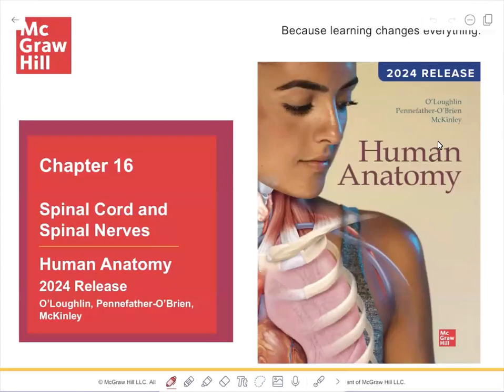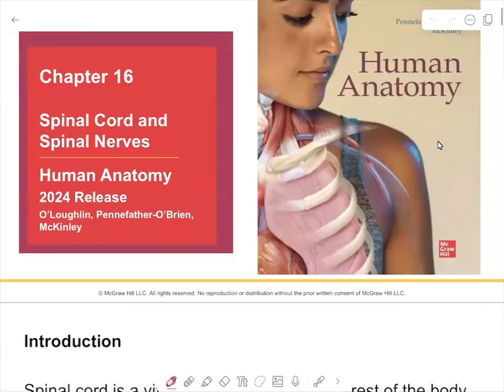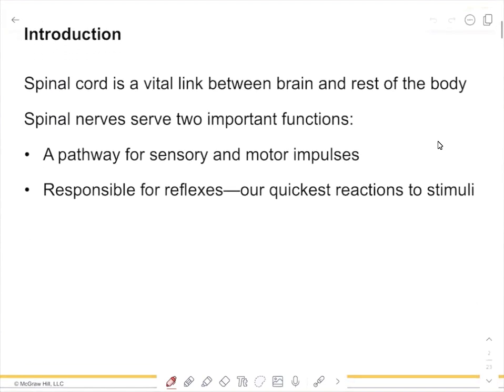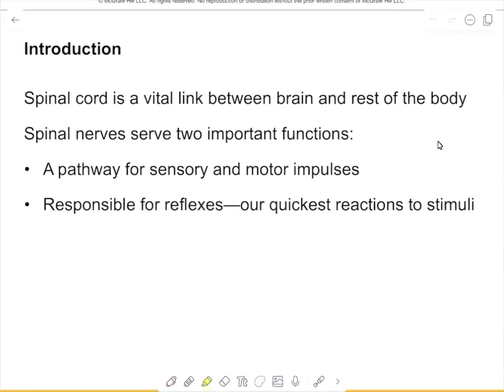This chapter covers the spinal cord and the spinal nerves. The spinal cord is a vital link between the brain and the rest of the body. Remember, it's part of the central nervous system, just like the brain is. And the spinal nerves themselves serve two important functions. They take information towards the brain and also take information away from the brain.